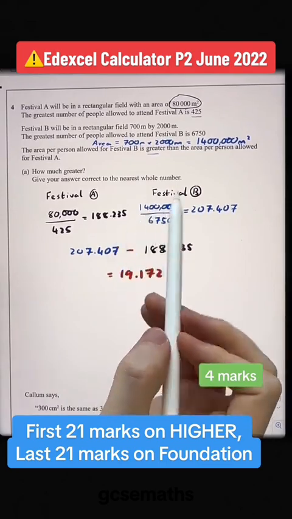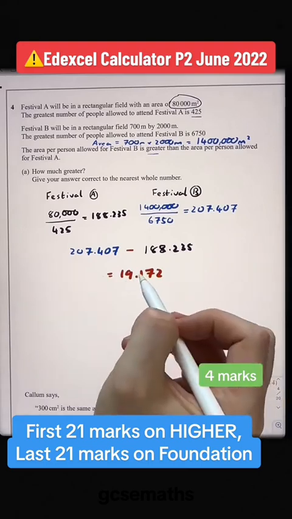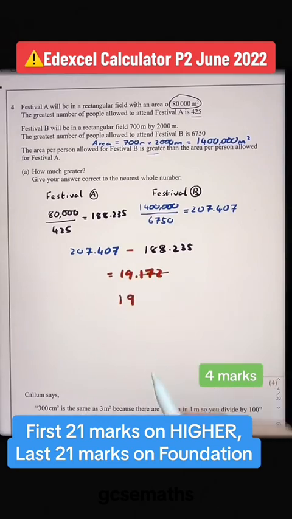As we're asked to give our answer to the nearest whole number, we look at the first decimal place, that's the decider. Is that 5 or more? In this case, no. So we're going to round down. So the nearest whole number is 19.